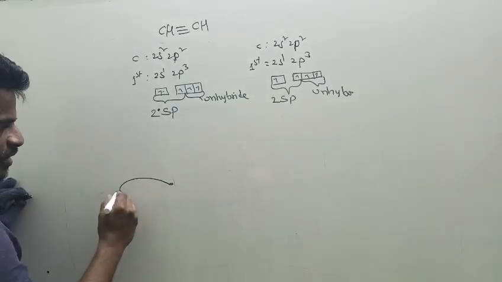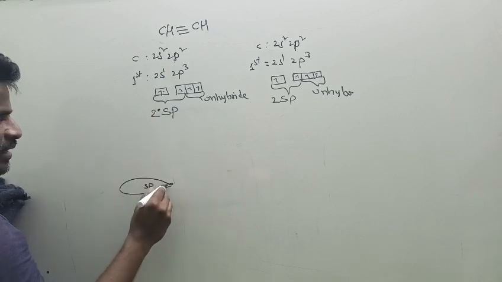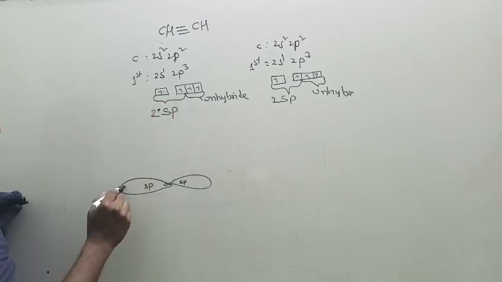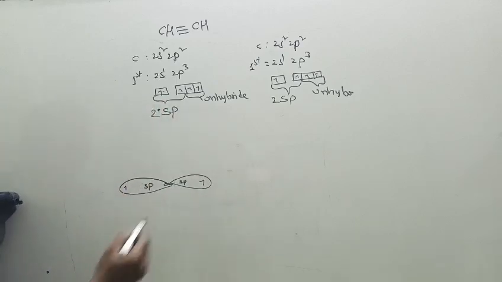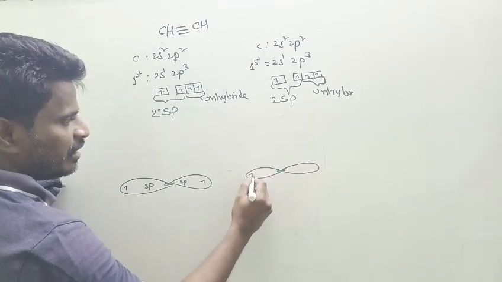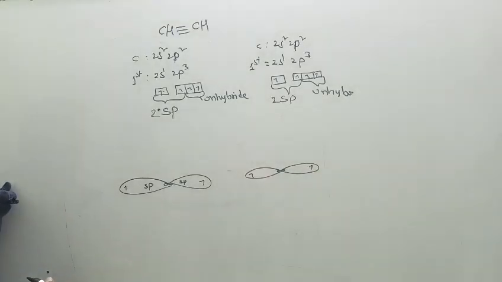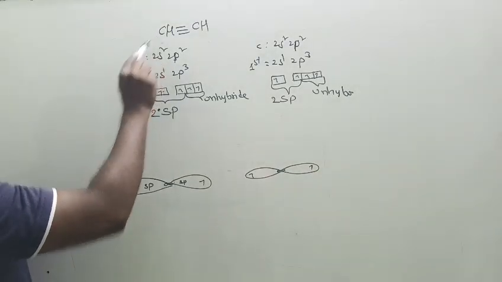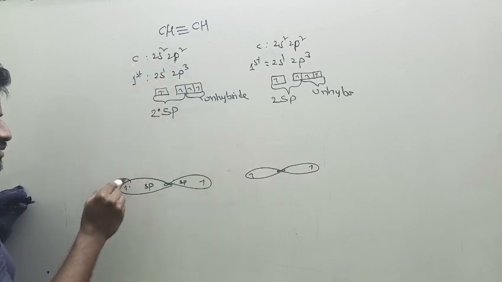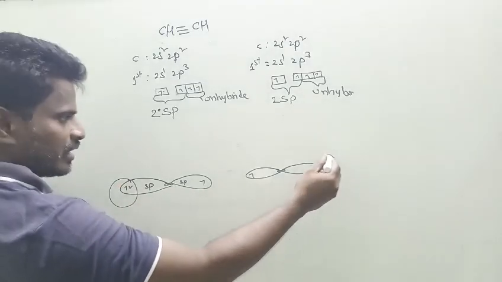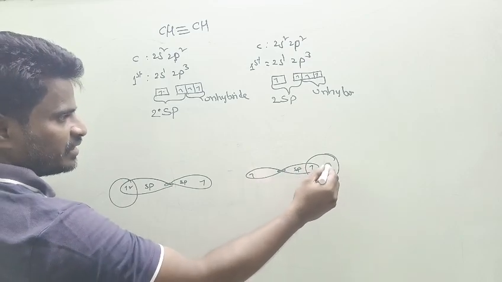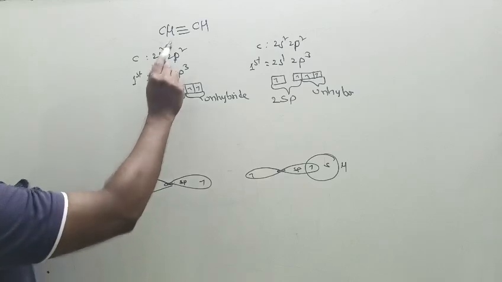So it is the sp hybrid orbital of the first carbon, and it is another sp hybrid orbital of the same carbon. Each sp hybrid orbital has one unpaired electron, and this carbon also has 2 sp hybrid orbitals. Each sp hybrid orbital has one unpaired electron. One sp hybrid orbital containing an unpaired electron overlaps with the s orbital of hydrogen, and here also the sp hybrid orbital of the second carbon overlaps with the s orbital of hydrogen.